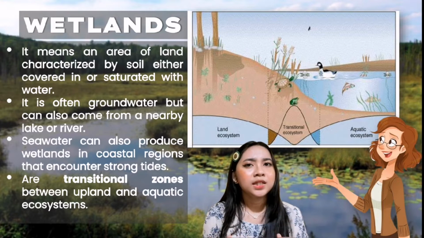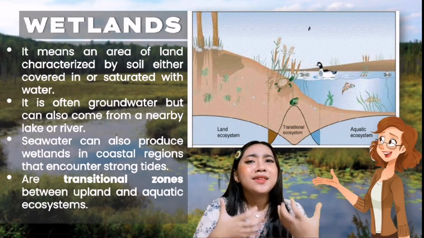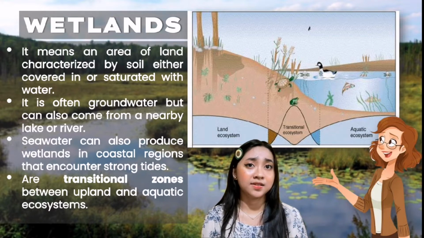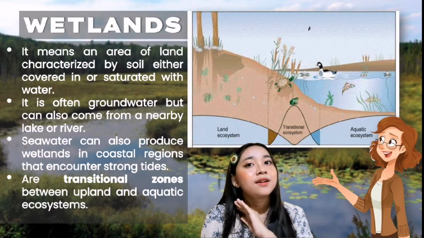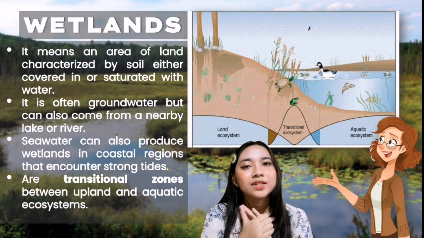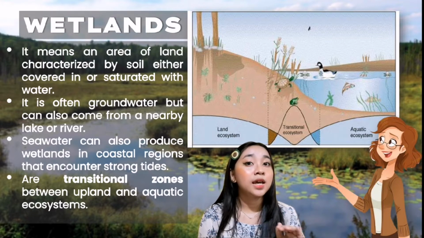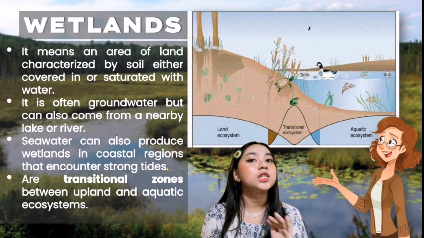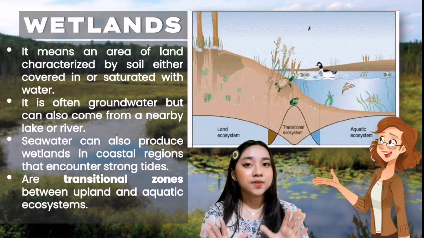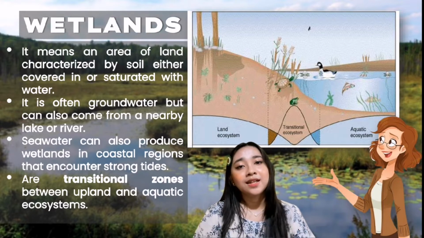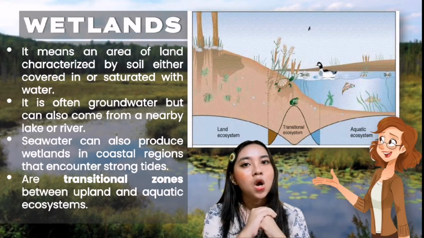The water in wetlands also creates the ideal conditions that foster the growth of hydrophytes, which are plants that are adapted to grow in saturated soils, which is often groundwater but can also come from a nearby lake or river. Seawater can also produce wetlands in coastal regions that encounter strong tides.